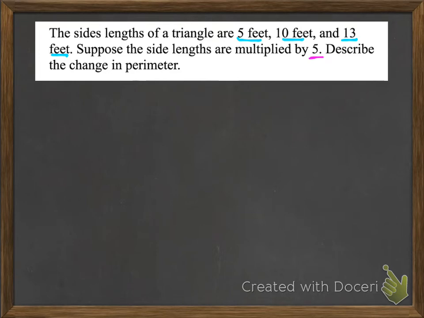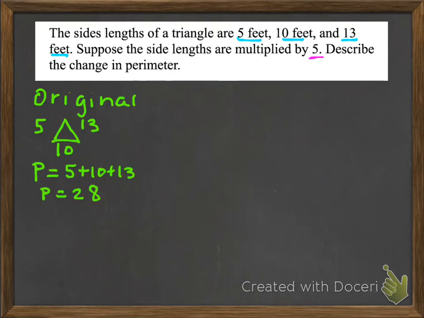First, you want to find the original perimeter. Okay, so as you can see, we've done that here. The original perimeter is going to be 28. So now you want to find the new perimeter.